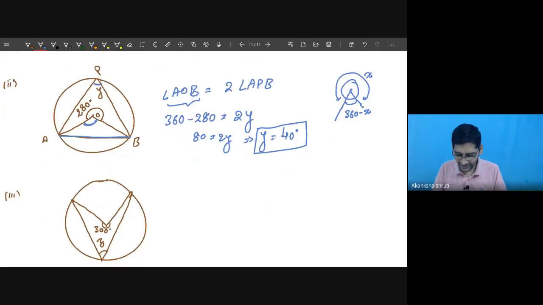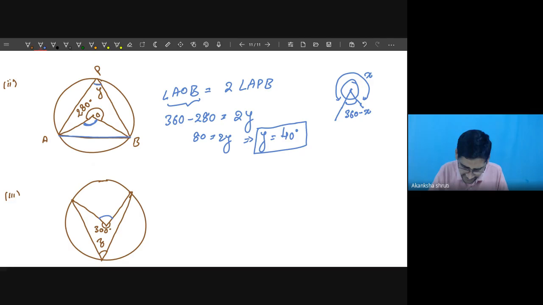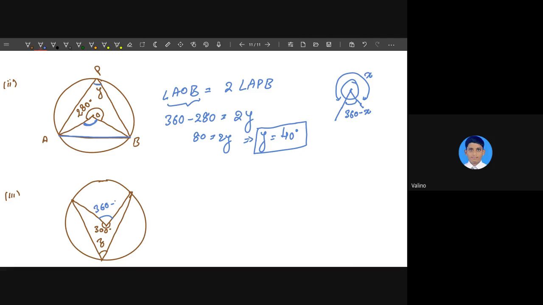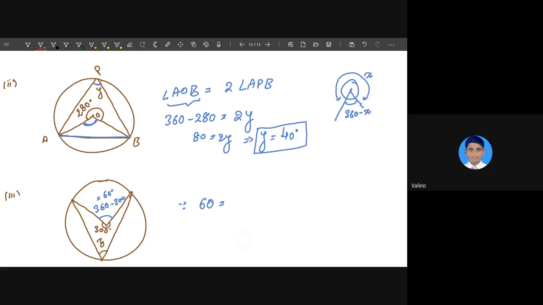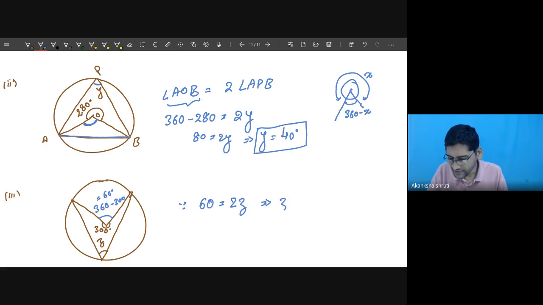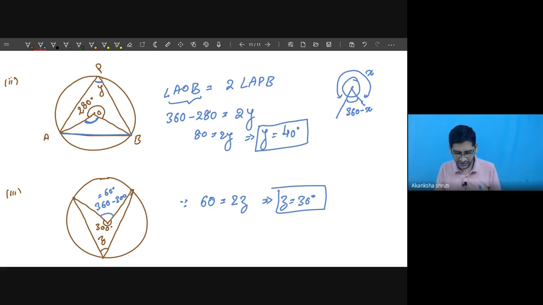Now coming to this one, again we have the same concept. No chord is drawn and no marking is given, so you can just quickly mark. This becomes 360 minus 300 degrees, which is 60 degrees. Very good. Therefore, 60 is equal to which one? 2Z, students. So be careful, it is our 2Z. So what is the value of Z? It is 30 degrees. Are you getting? So the same concept we had applied.